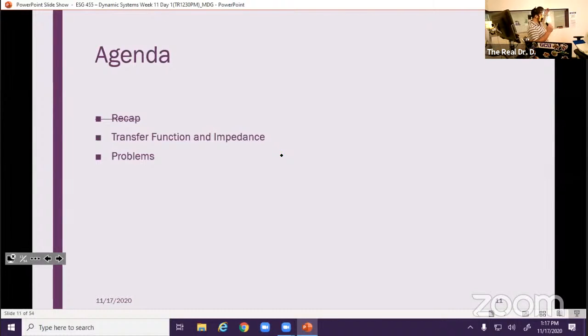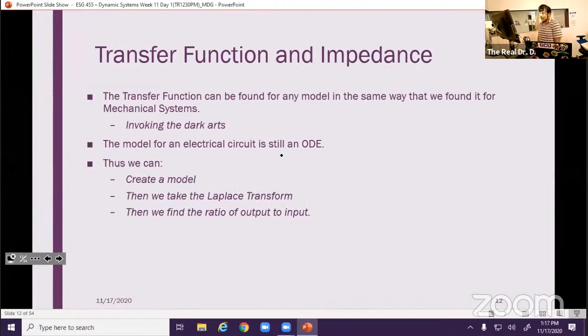All right, let's talk about transfer function and impedance. This is some good stuff, right? I think you guys will like this because I know how much you all enjoy circuit analysis and electronics. The transfer function can be found for any model in the same way that we have found it for a mechanical system, which is obviously we invoke the dark arts and then we get a transfer function. It's kind of like alchemy.